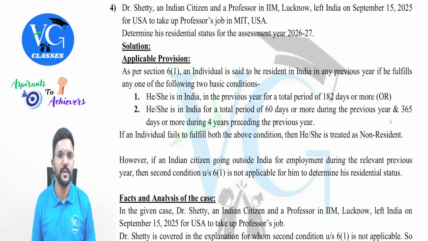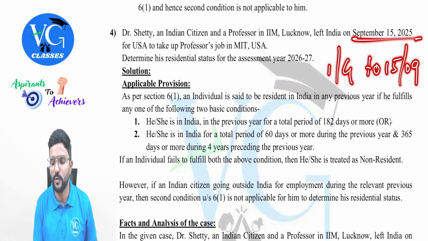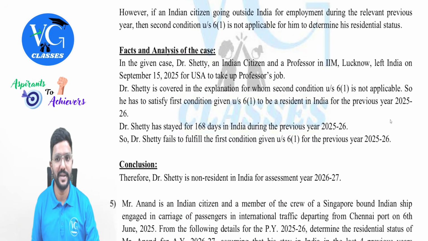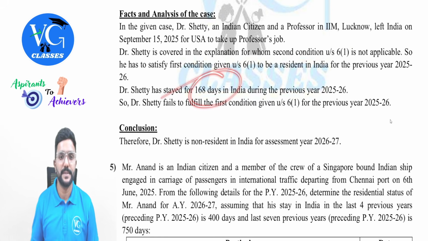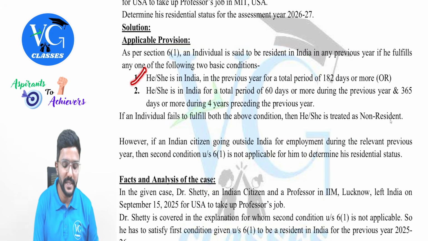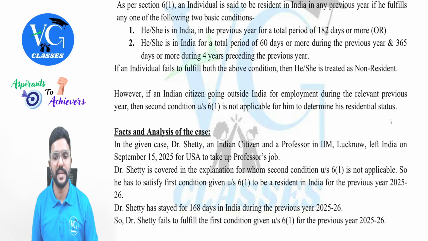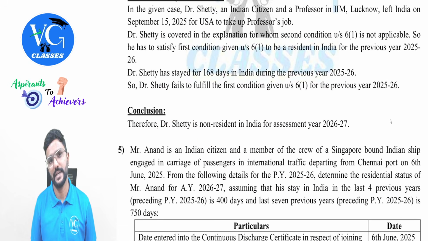Determine his residential status. So when did he leave? On 15th September 2025. So from 1st April to 15th September, we need to count the number of days he was in India, including 15th September, guys. Is that clear? Yes. Let us see how many days he was in India. 168 days. So he didn't satisfy the first condition, and the second condition is not at all applicable for him. So what is he, guys? He is a non-resident.